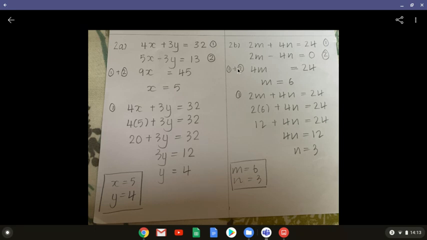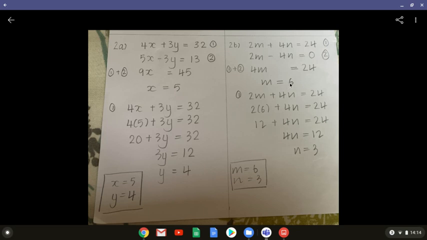And we're saying at the side that we're doing that. So 2m plus 2m is 4m. Minus 4n plus 4n is 0. Minus 4 plus 4 is 0. So there are no n terms in this equation here. And 24 plus 0 is 24. Now from here, divide both sides by 4 to get m equals 6.